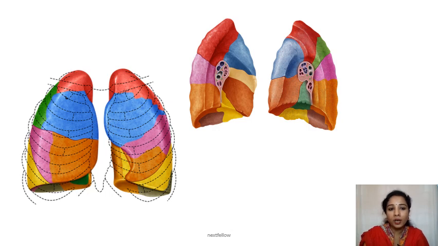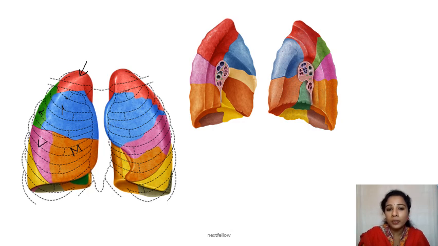In the upper lobe, the names of these bronchopulmonary segments are, see this red one is the apical, and here are the anterior and posterior segments. Whereas the middle lobe, the orange one, has the lateral and medial segments. And the lower lobe has the superior apical, then anterior basal, posterior basal, medial basal and lateral basal. So these are the names of the bronchopulmonary segments of the right side.